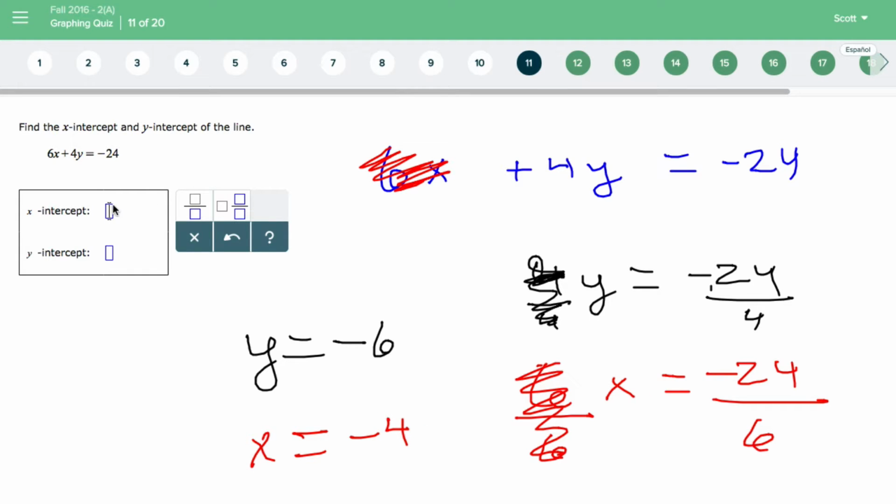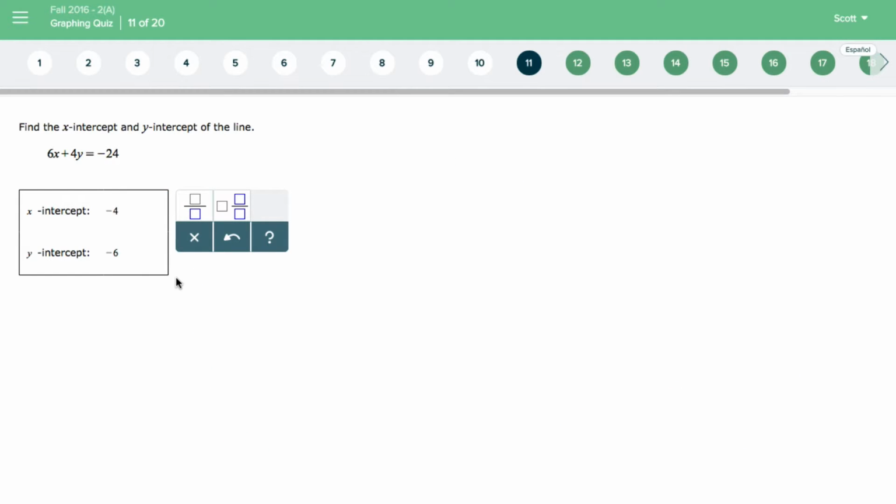So my x-intercept is negative 4 because that's what x equals. The x-intercept goes right there where x is. And the y-intercept is going to be negative 6 because that's what y equals. And that's how you find the intercepts. Just cover up the pieces that you don't want.